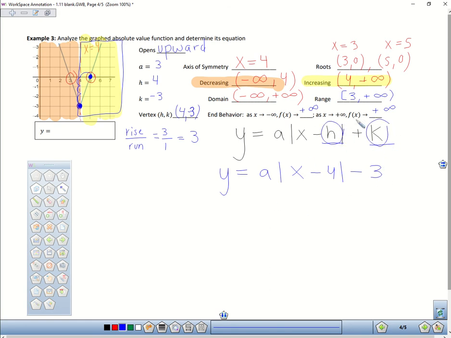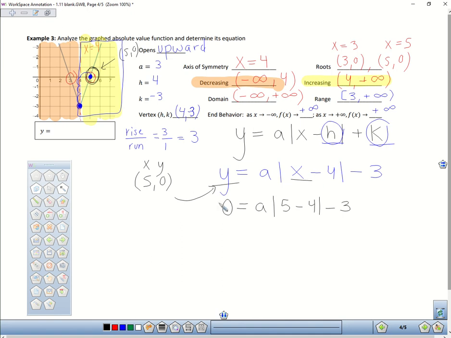You guys with me so far? Now the next thing you're going to do is you're going to pick any point on your graph other than the vertex. I'm going to pick this point right here, which is 5, 0. You're going to pick any point on the graph other than your vertex. Once you've picked that point, you're then going to plug that point in for x and y in your equation over here. So I'm going to plug in, that's going to give me 0 equals a times 5 minus 4 minus 3. So all I did was plug in for x and y.